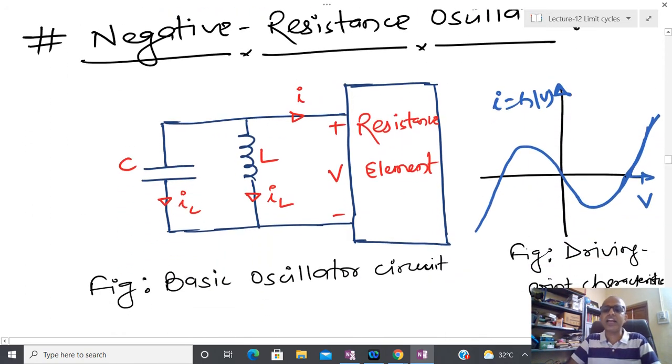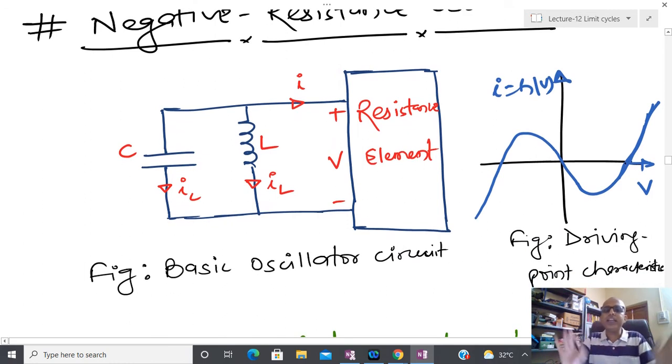So let us first try to understand the philosophy of any general nonlinear oscillator. In any basic oscillator circuit, I have some kind of capacitor, some kind of inductor, and after that some kind of resistance element. If you see the driving point characteristic of this resistance element, it should be like this. Here we are going to show you why I need this kind of characteristic.